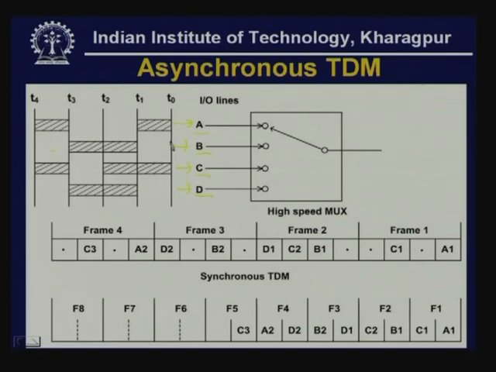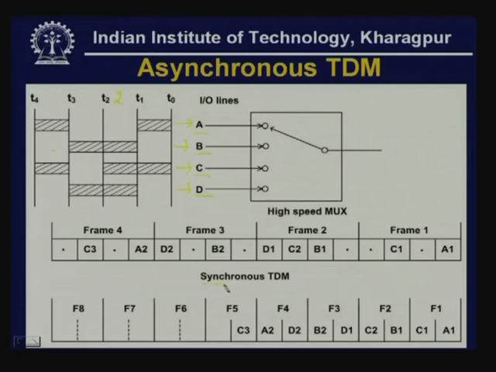Now, as you can see, during this time slot T0 to T1, only channel A and channel C have data. Similarly, during slot 2, channel B, channel C and channel D have data. During slot 3, channel B and channel D have data, during slot 4, channel A and channel C have data.